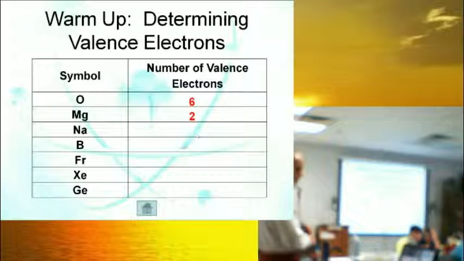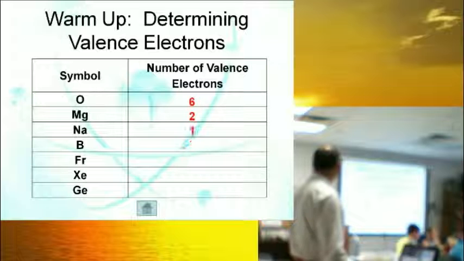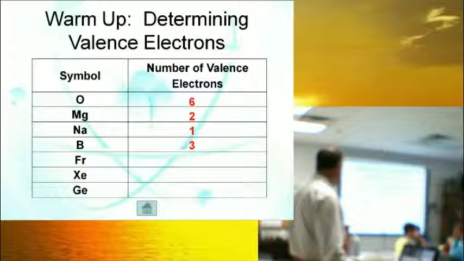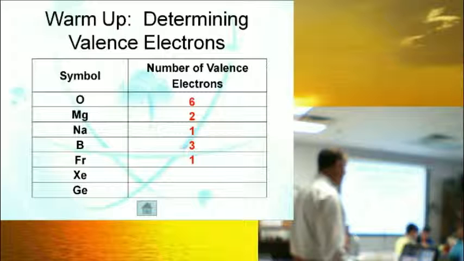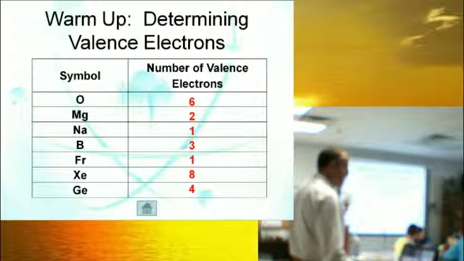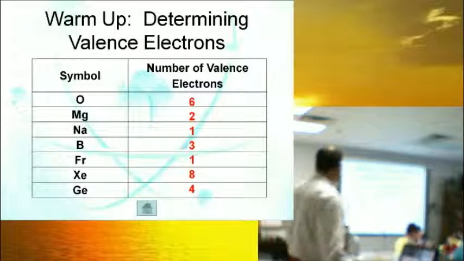Very good. And sodium is 1. So Chris, what was boron? It is 3. Francium, Sterling? It is 1. Xenon, Ren? It is 8. Very good. Big Chris, germanium? 4. Everybody understand how to find that now? That is one of the questions that will be on the STAR test. It will be on your unit test Friday. You're going to be asked how many valence electrons does some atom have. Okay? You now know where to look for it.